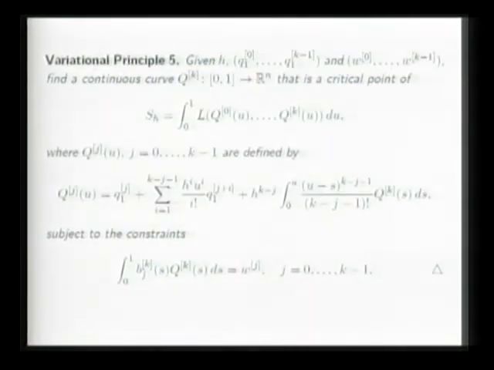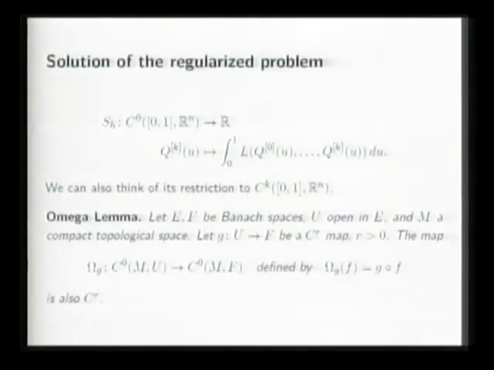So your new variational principle becomes finding, given the initial point and these w's, which are again the endpoint values in disguise, a continuous curve which is a critical point of this action, where again the lower order curves are defined by some integrals here involving qk and the initial values. And your constraints are this: the inner product of b and the q's have to take some values w. Okay, now we are going to solve that problem.